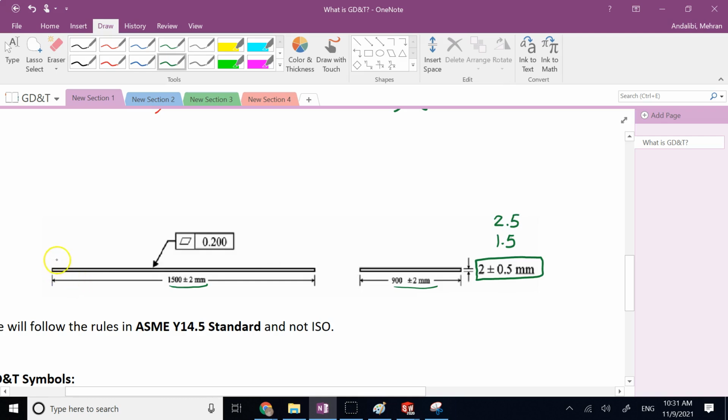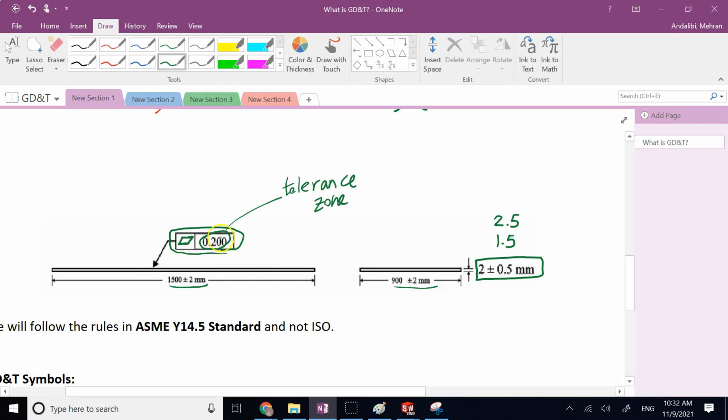But since I want to make sure the form, the shape of it, is not curved, I add something called flatness here. So I add this geometric tolerance, which is called flatness. And I say this guy ought to be flat with a tolerance zone of 0.02. So this number here is what we call a tolerance zone.